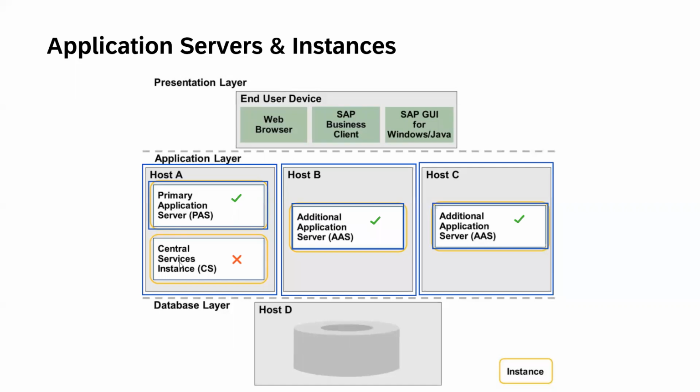Okay, you have redundancy for the application server instances. You have redundancy for your primary application server and additional application servers. You have these three instances available over here. So if one of the instances from the application server goes down, the others will take over the load. But if the central services goes down, then your whole system comes down.